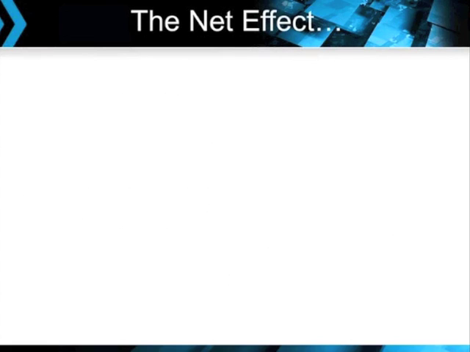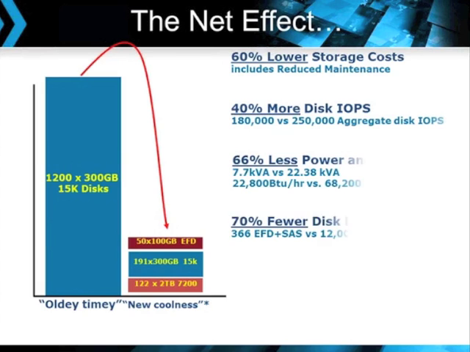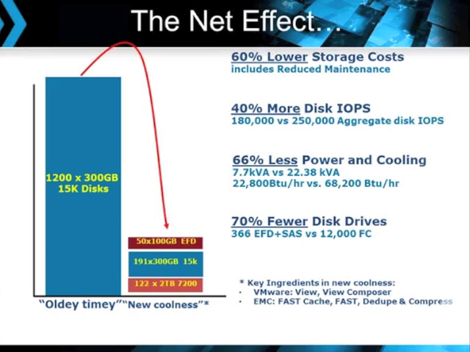So net effect: 60% lower storage cost, 40% more disk IOPS, 66% less power and cooling, and 70% fewer disk drives.